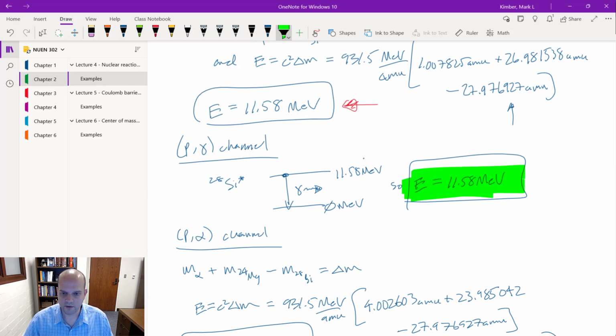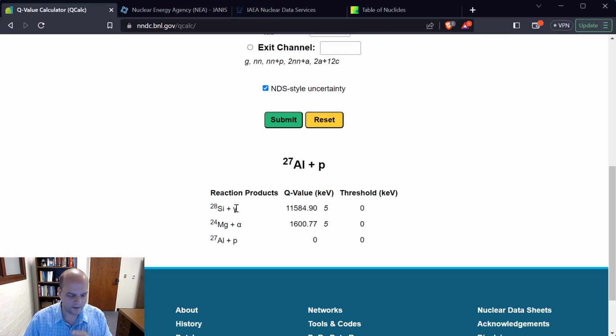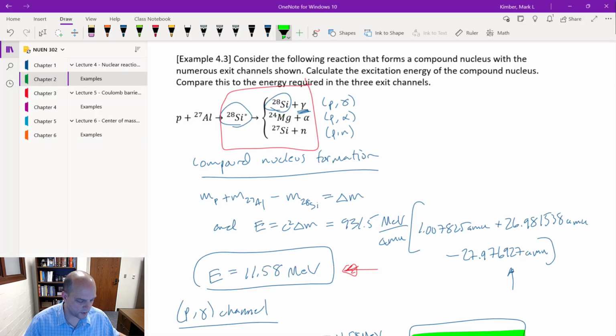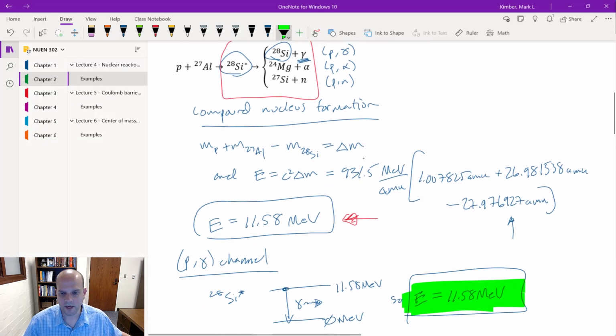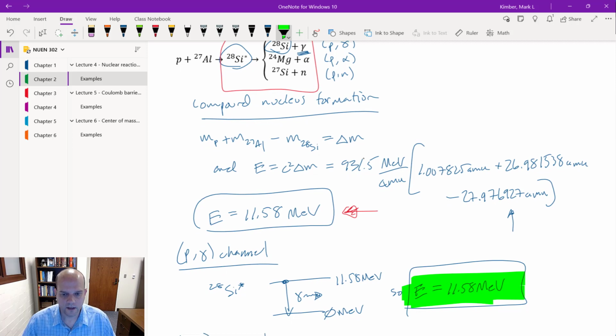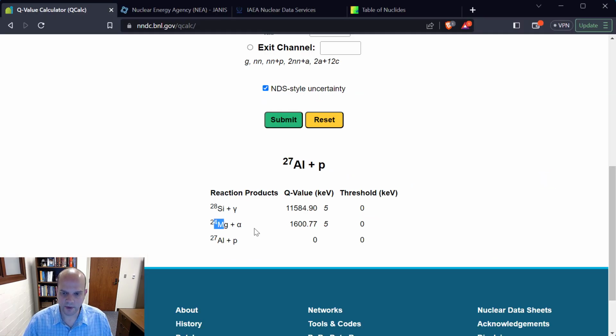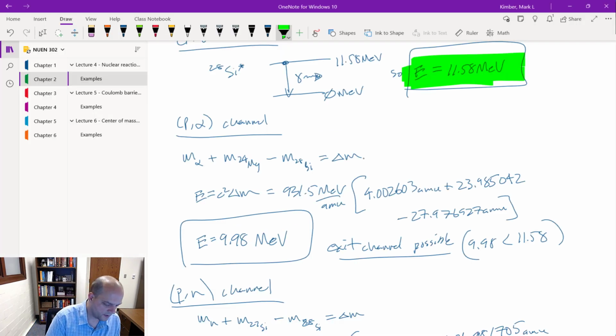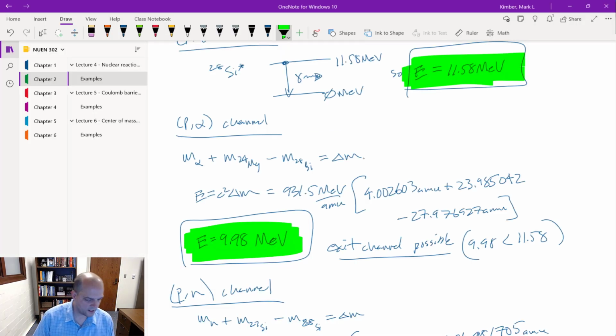And so what this represents is, in order for you to go down that exit channel, this is the Q value for that. Now, what were the other ones we considered? The next one down was magnesium 24 and alpha. Going back to this Brookhaven calculator, there's my magnesium 24, there's my alpha. I get 1.6 MeV.